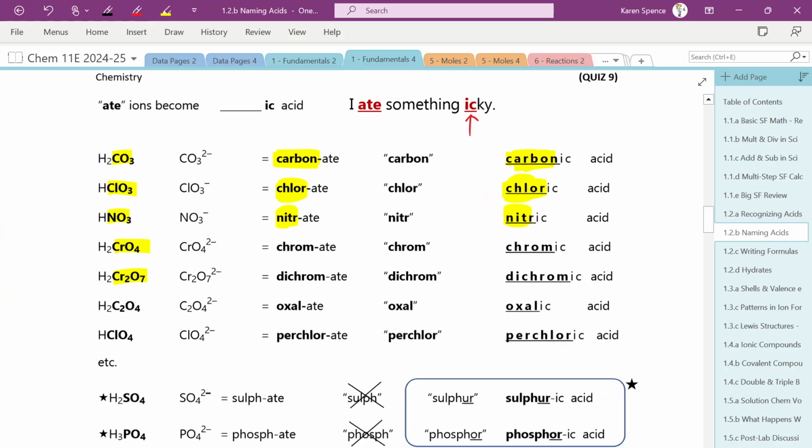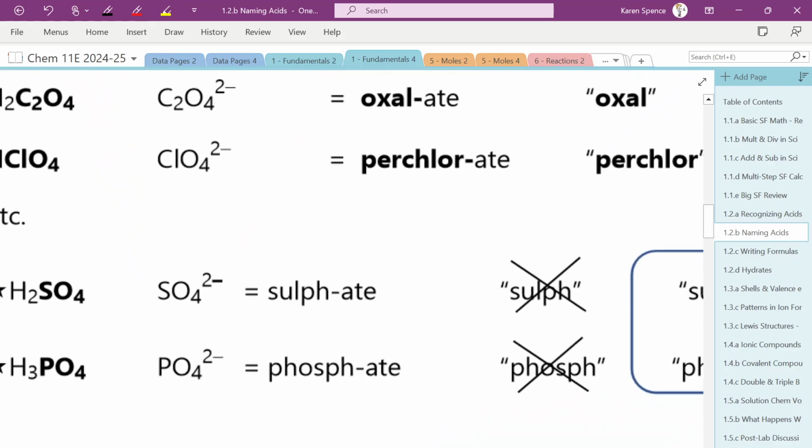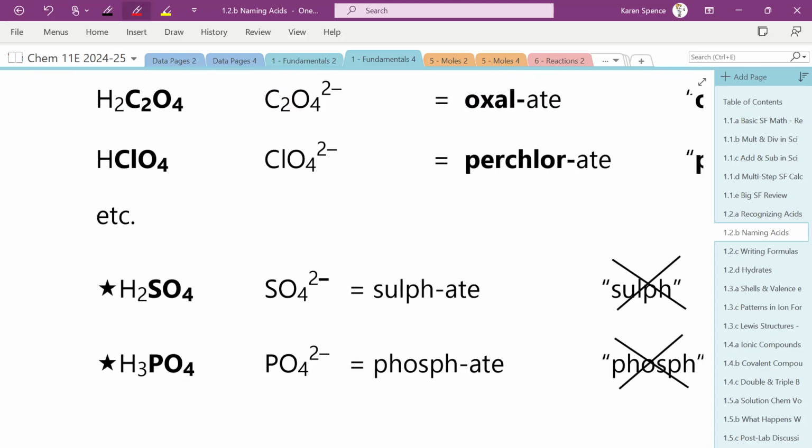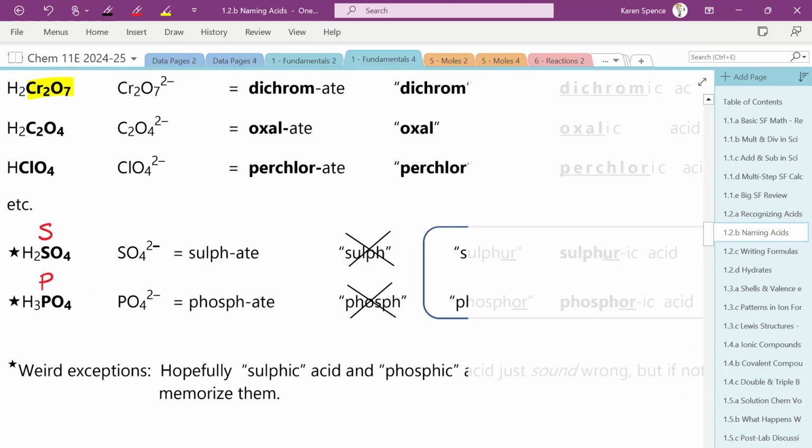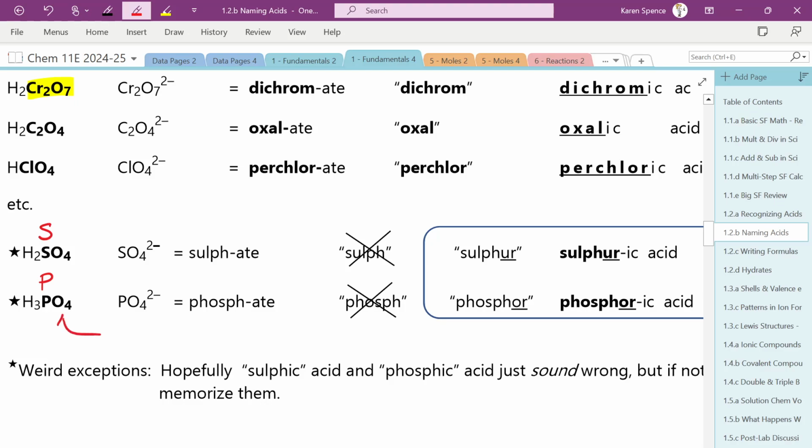And once again, our friends, what are the 2 elements that don't behave quite right? Sulfur and phosphorus. Instead of sulfate becoming sulfic acid, what does it become? Sulfuric acid. And phosphate doesn't become phosphic acid, it becomes phosphoric acid. So again, we have the extra syllable.